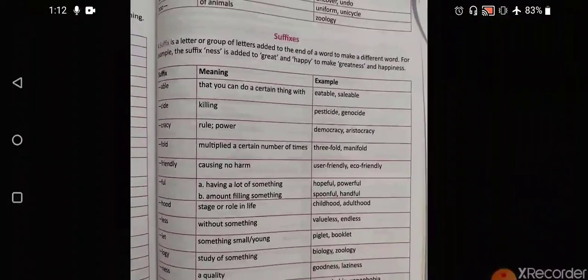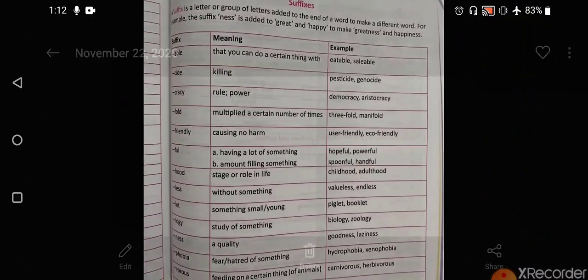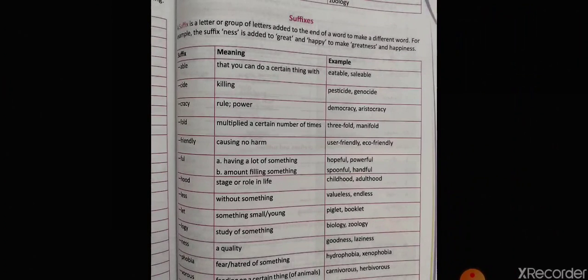Next is the suffix. Suffix is just the opposite of what prefix is. Like prefix was the group of letters which are added before the word, suffixes are the group of letters which are added after the word, at the last. So a suffix is a letter or group of letters added to the end of a word, which makes a different word, right? To change the meaning completely, we add it.